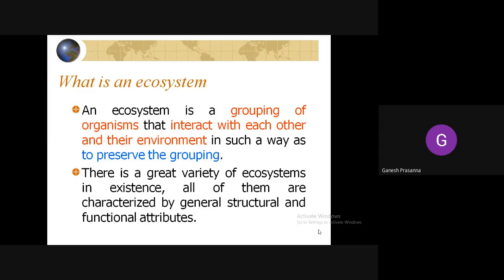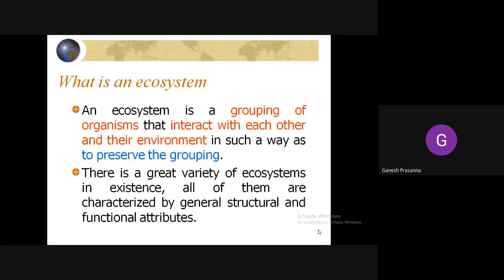Similarly, human beings make groups of human beings of themselves and they interact within themselves. They do not go outside to the other people. They interact with their own environment so that the grouping is being preserved. Such one is called an ecosystem.